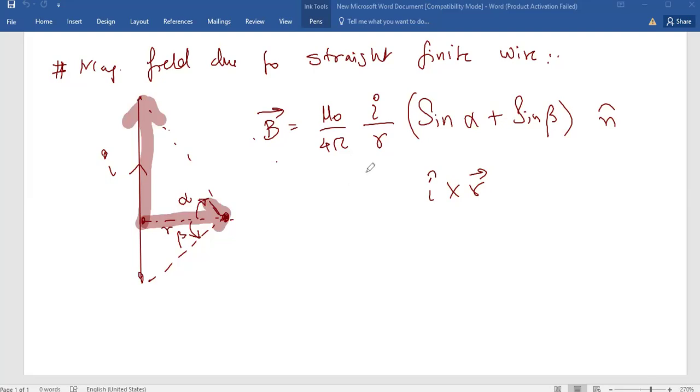When you curl the fingers of your right hand from the I vector to the R vector, your thumb is going into the plane of the paper. You see? Yes, sir. That means the magnetic field here is cross.